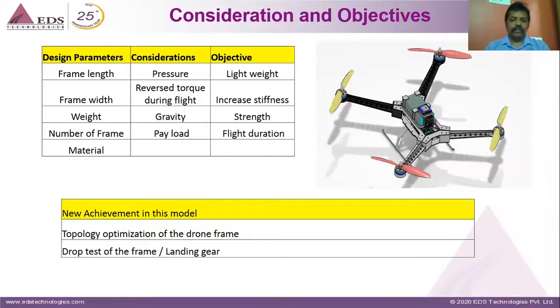Added to the mass of the frame, you also have the payload. You have the weight of the battery. You have the weight of the 4 motors, propellers, and all the other parts, which together comprise the drone.